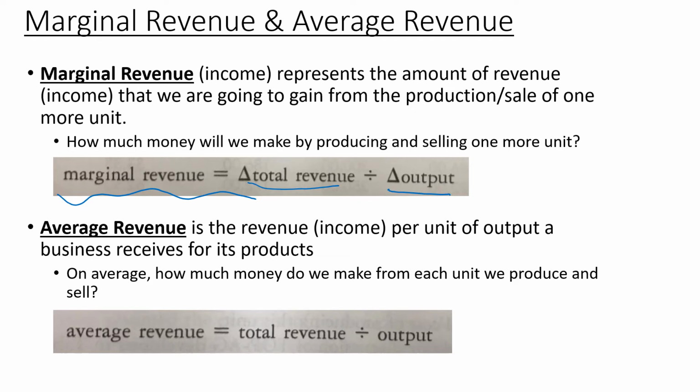Average revenue is the income per unit of output that a business receives for its products. So it answers the question, on average, how much money does the business make from each unit that it produces and sells? The equation is total revenue divided by total output. That should have total output there as well.